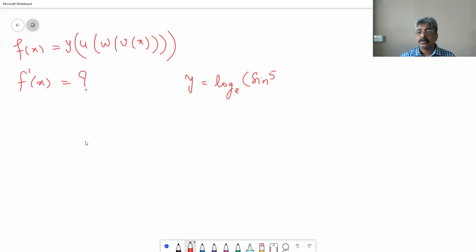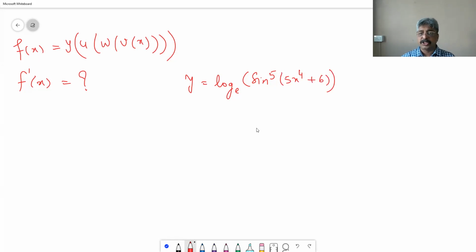Okay. We have already done algebra of derivatives in the last lecture. Now we are looking at composition of functions, and we are checking how do we find the derivative of a composition. Say for example, y is equal to log to the base e of sin raised to 5x fourth plus 6.